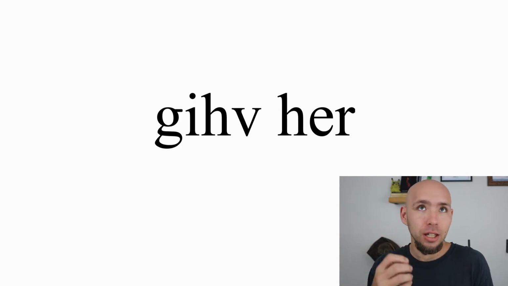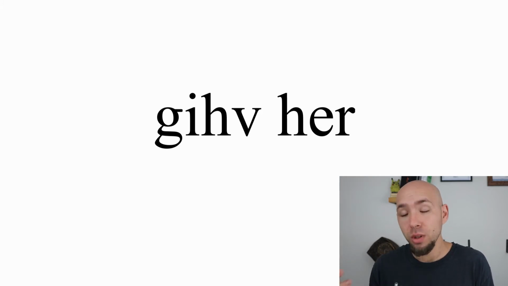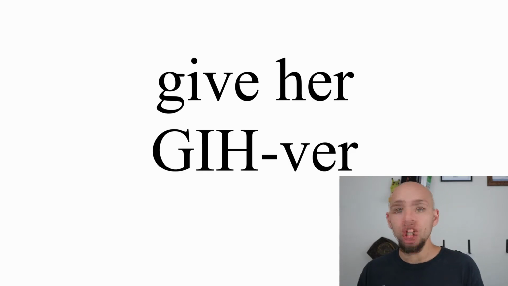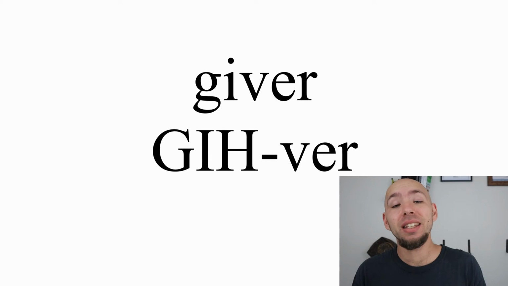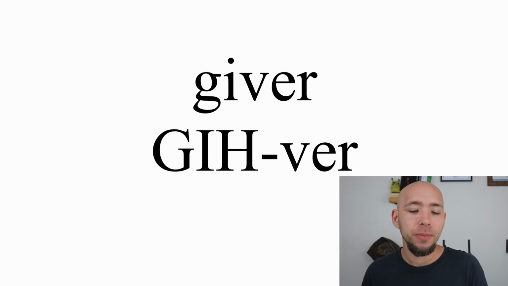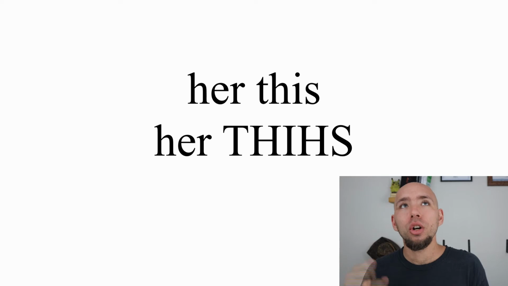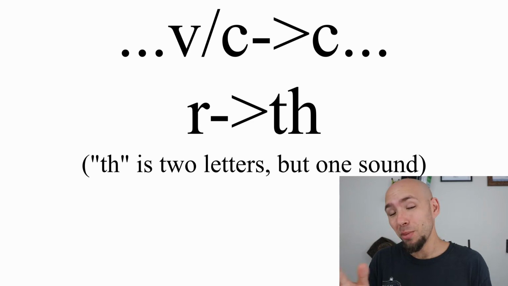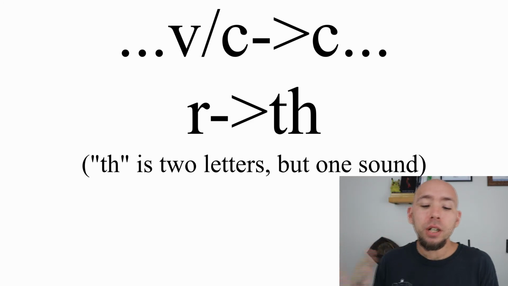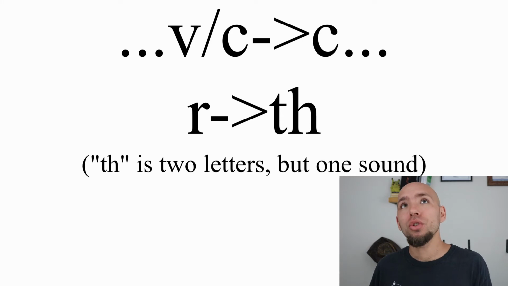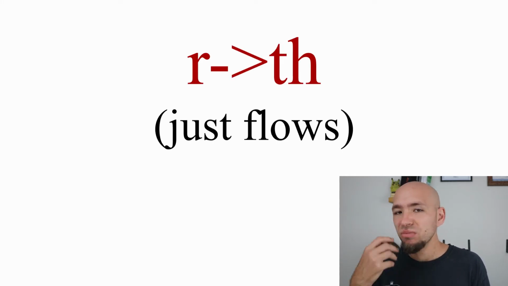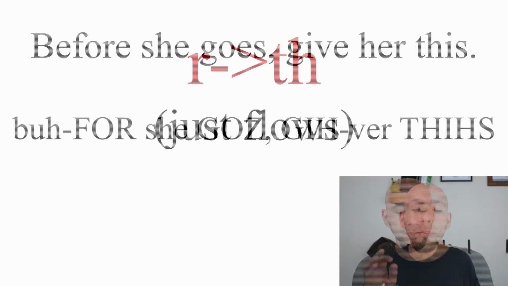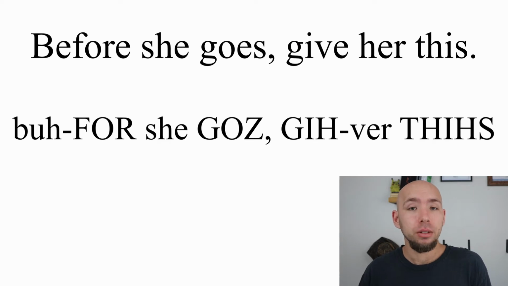You can say the H, give her, that's fine. We will say that sometimes it might happen that way, but usually the H will disappear and we'll get ver. Just like someone who gives is a giver, okay? Exactly the same. Her this, her this. So we're going from her, which is a vowel, but it could also maybe be a consonant in connections, to another consonant, th, okay? This, earth. They flow, but there's really nothing special going on there, right? We just hear both of them very clearly. Before she goes, give her this.